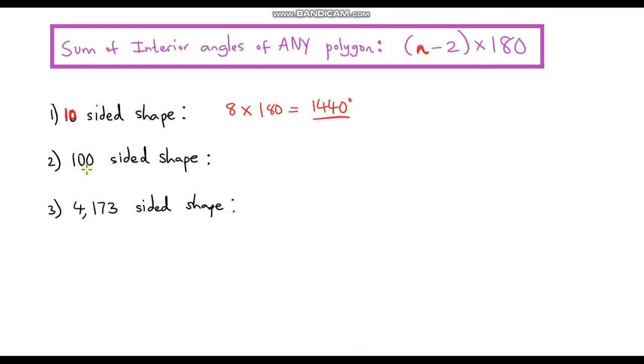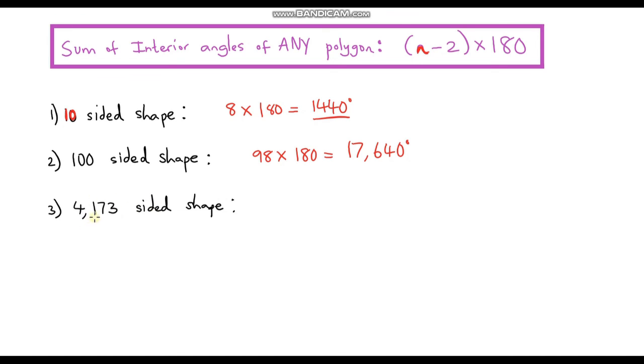Okay, let's do the next one. A 100-sided shape. This time it's going to be 100 minus 2 times 180. So that's 98 times 180, which gives us 17,640 degrees. Very hard to visualize. Something like this would look like a circle. You wouldn't really see the sides, and even more so on this one over here.